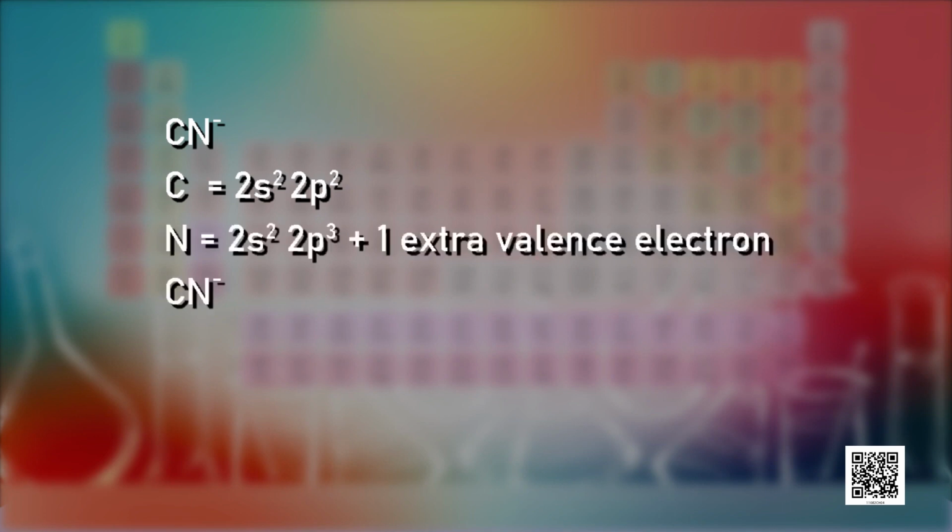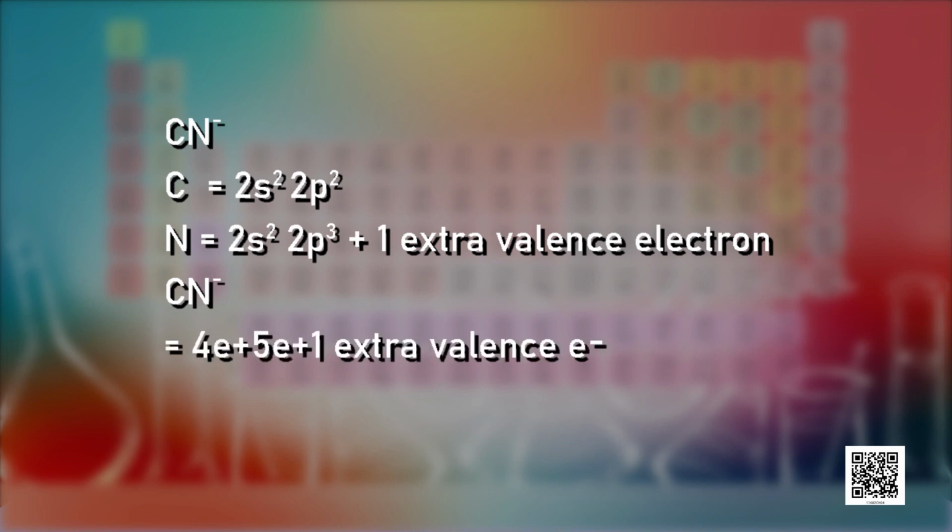Now, what if we had cyanide ion? It is an anion. So for anions, each negative charge would mean addition of 1 electron. So here carbon has 4 valence electrons and nitrogen, 2s2, 2p3 is the electronic configuration, remember. So nitrogen has 5 valence electrons, and here you have to add 1 extra valence electron. So that makes 10 valence electrons. Okay, so what about cations? How to go about adding the total valence electrons?